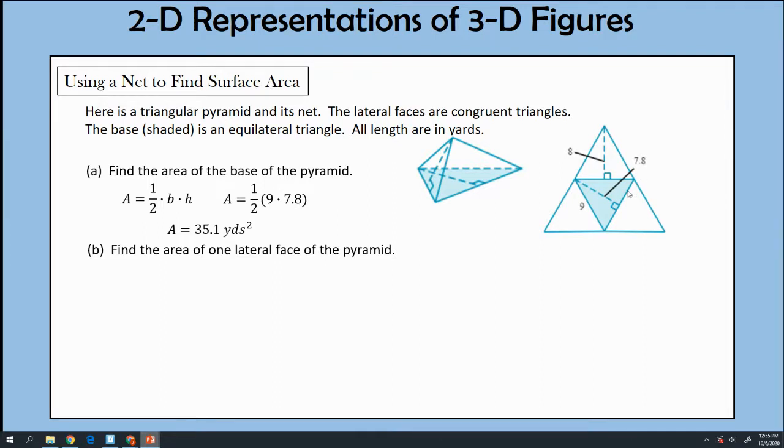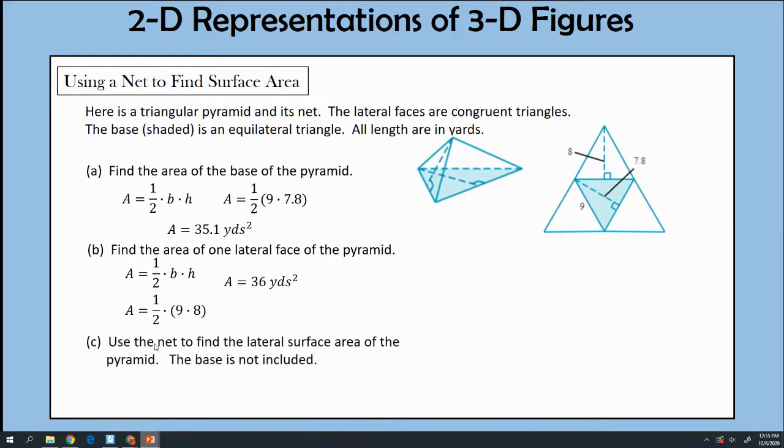So we said all the side lengths for the triangle, because it's equilateral, are 9. So now we're looking at a base of 9 and a height of 8. So again, area of a triangle, 1/2 base times height, 1/2 times 9 times 8, 36 yards squared. So this triangle has an area of 36 yards squared.